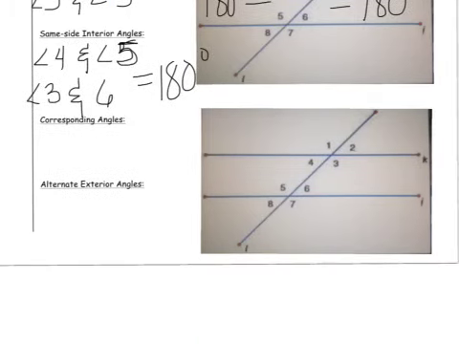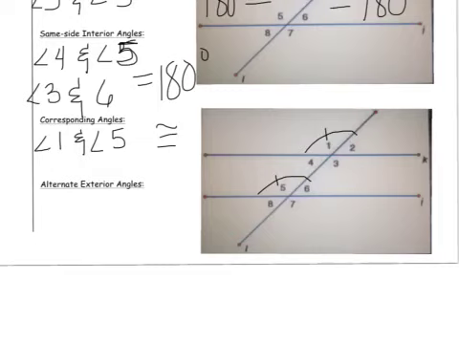The next type of angle are called corresponding angles. Corresponding angles are also on the same side of the transversal, but they are in as well corresponding positions. So angle 1 and angle 5 are in the same location with respect to the transversal and the two lines. We can say that angle 1 corresponds to angle 5, and they will be congruent.